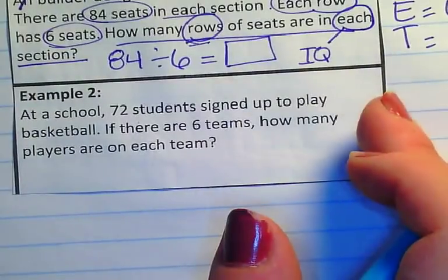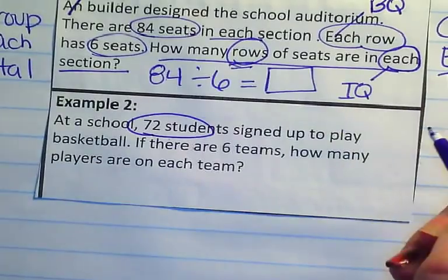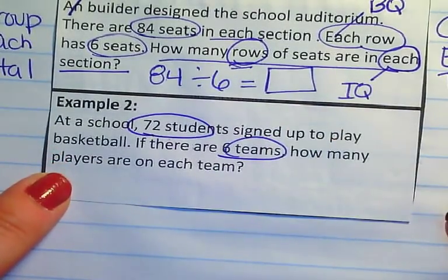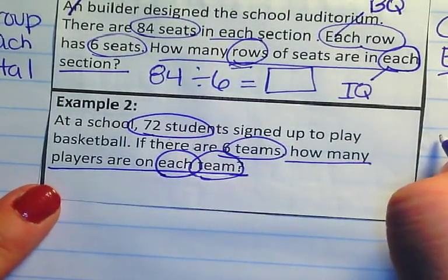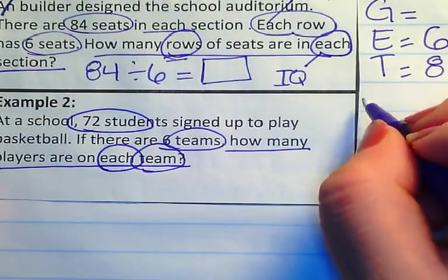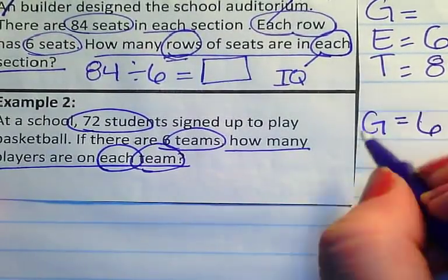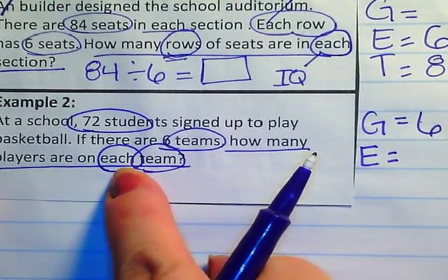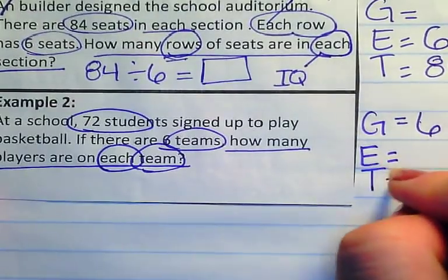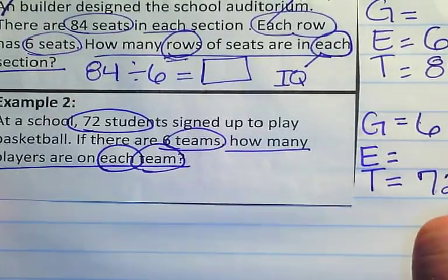Okay, so we're going to read number 2 first. It reads, at a school, 72 students signed up to play basketball. If there are 6 teams, how many players are in each team? So, let's do our get. Do we have the amount of groups? Yes, 6 teams. Do we know each? No, we are looking for each. And do we have our total? Yes, what do we have? 72. Okay, make me a division problem.